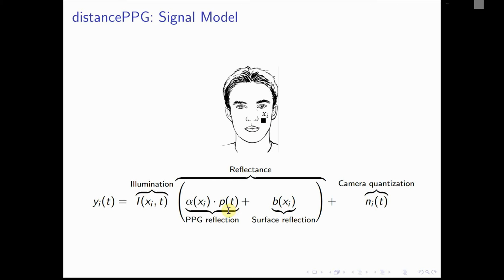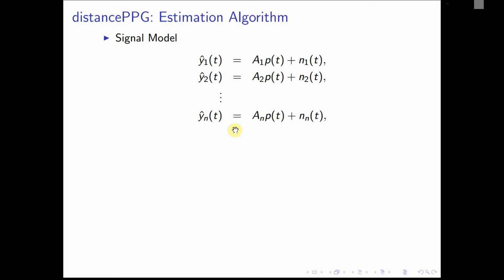Alpha(x_i) times p(t) is the pulse signal that we are interested in, where alpha(x_i) is the amplitude or strength of the pulse signal and p(t) is the normalized pulse signal. B(x_i) is the surface reflection at location x_i and n_i(t) is the camera measurement noise at location i. The value of alpha(x_i) changes all over the skin surface due to variation in the density and depth of the arteries and veins underneath the skin surface, and the value of alpha_i is not known a priori.